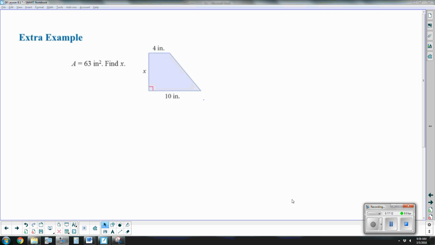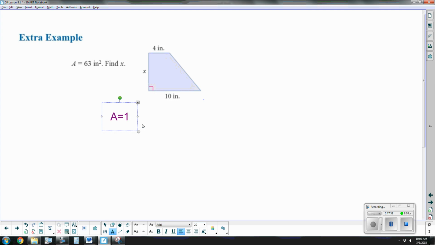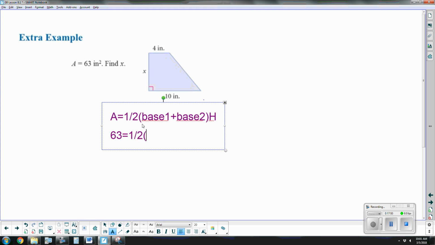So in this next extra example, we know the area and we're looking for x. In this diagram, this is a trapezoid. We know that x is the height because it's the perpendicular segment to the base. So our formula for a trapezoid is area equals 1/2 base 1 plus base 2 times height. We know that the area is 63 inches squared, so that is 1/2 of 10 plus 4 times our height.